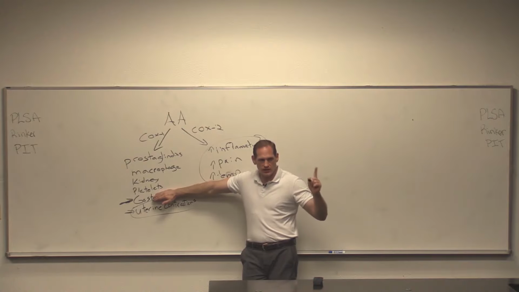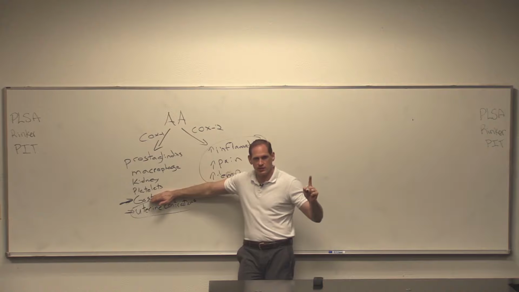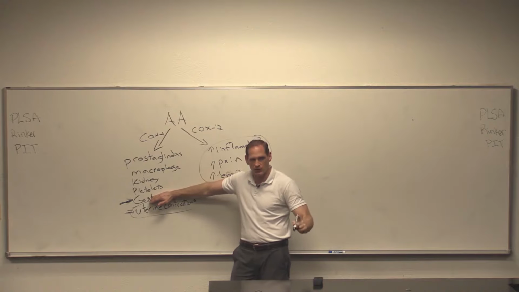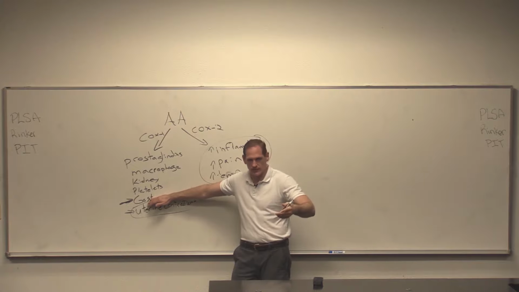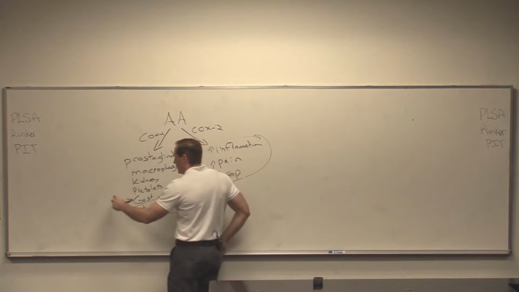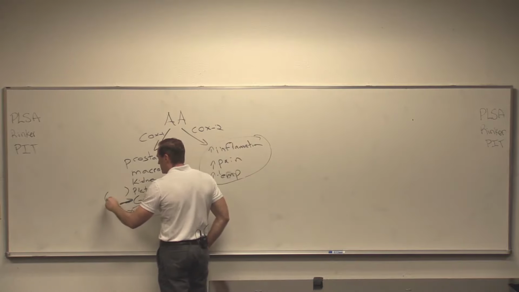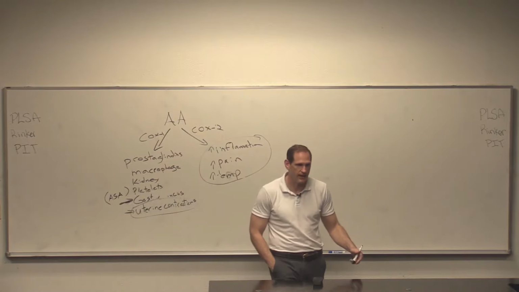Now, there is one drug that we use in particular to inhibit platelet function. And what is that one drug? You can probably know this already. Just, if you have a heart attack, what drug do you take? Aspirin. So aspirin is acetylsalicylic acid, so sometimes we abbreviate aspirin as ASA.